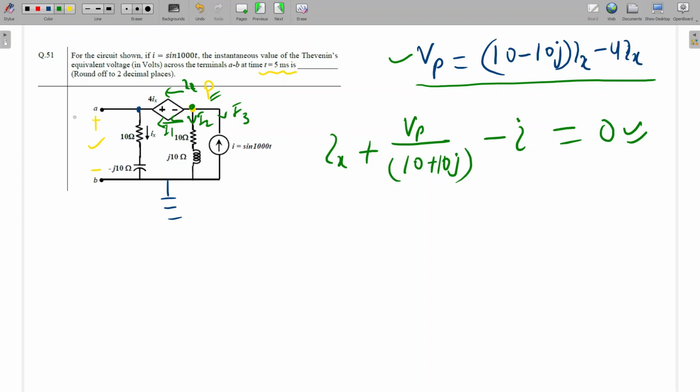See, first we have to write this voltage equation. If we get this voltage equation, then we can get the voltage at t equal to 5 milliseconds. So see, I am doing it step by step. It will be clear to you.